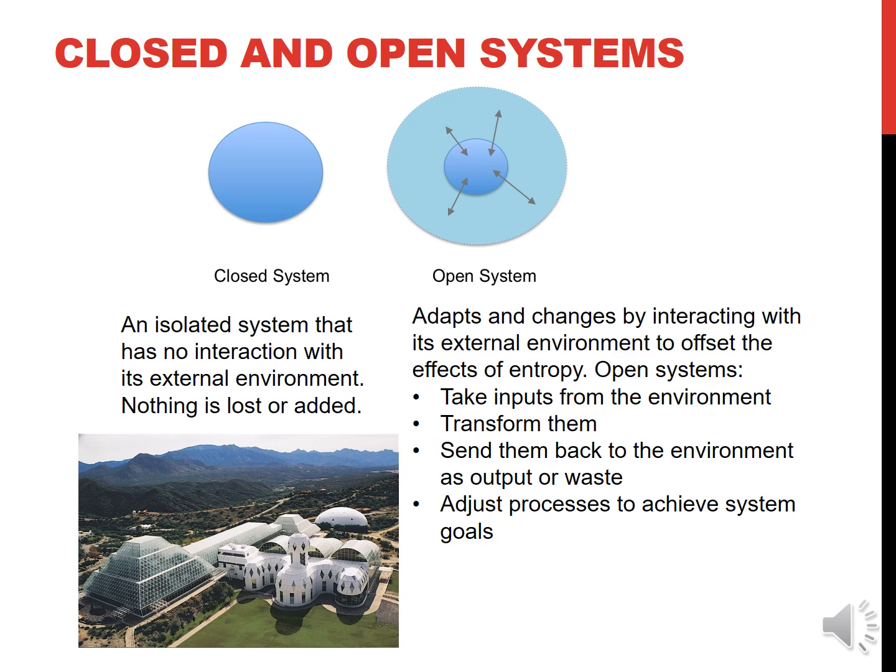In an open system, however, the system itself adapts and changes by interacting with this external environment to offset the effects of entropy, which are eventual degradation. The open systems take inputs from the environment, transform them, and send them back to the environment as output or waste, and adjust processes to achieve the system goals, to maintain itself as a viable entity.